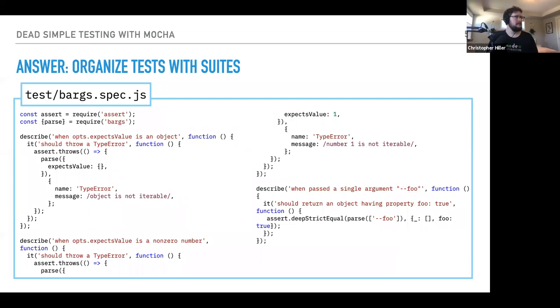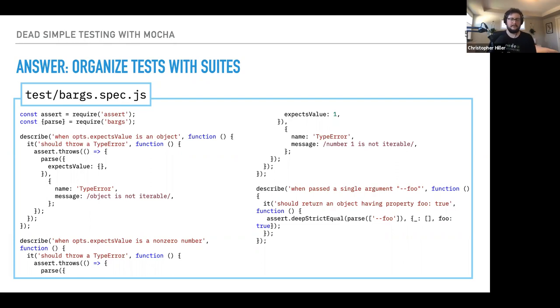So this is how we would make something like that happen. This is adding suites to our tests. It's pretty simple. You have describe. In that describe body is your test that you had before, and you have three of these things, right?